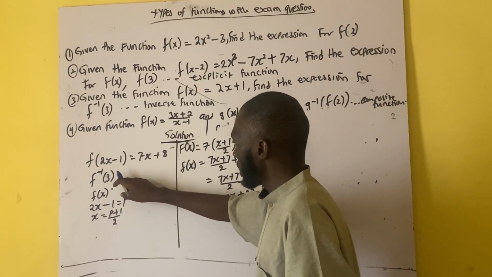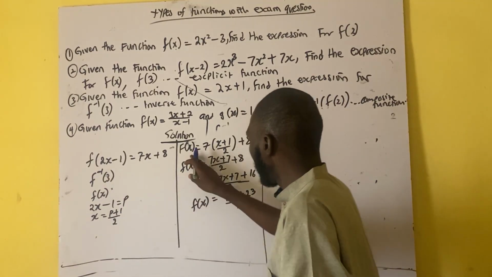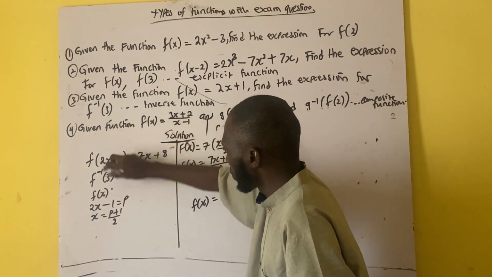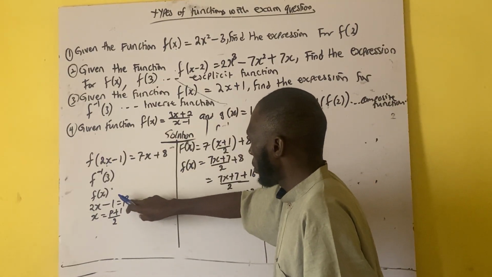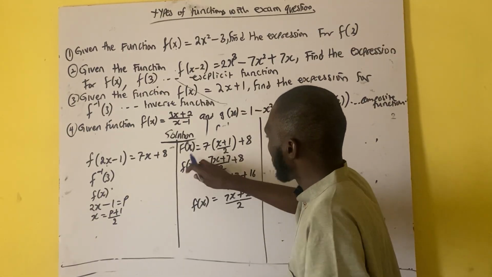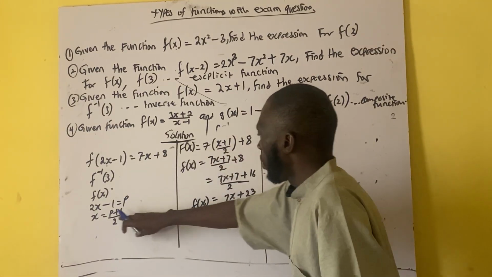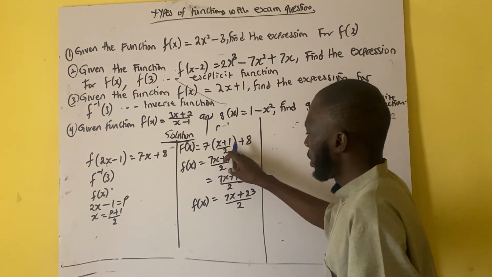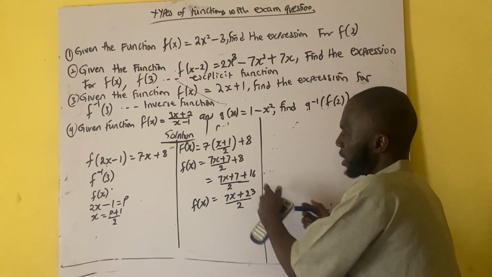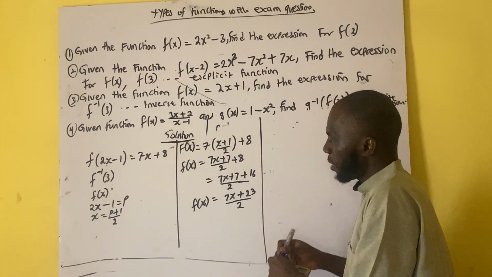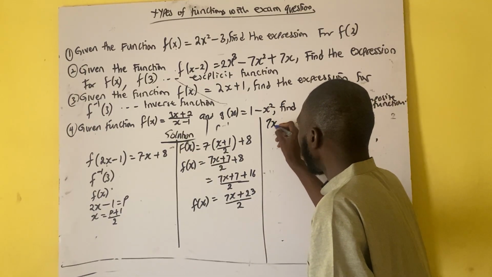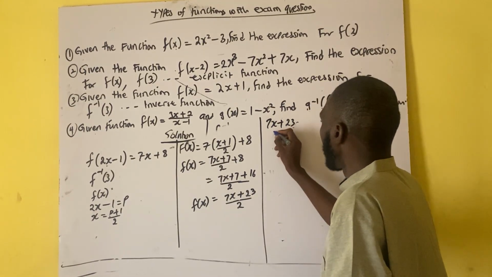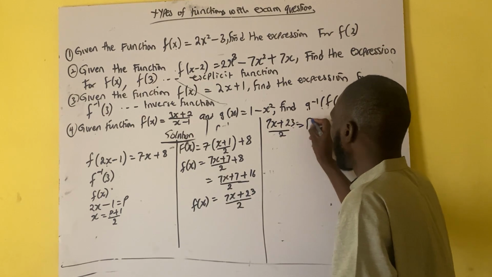What we have here is that we want to have our f of x. So we are dealing with what is here to get your value of x. I will say that this one is equal to p, then you solve for your p, whereby anywhere you see x, you put what you have here, x plus 1 divided by 2. So we have our f of x here. If we now want to find your f inverse, that means we will say 7x plus 23 divided by 2 equal to p.